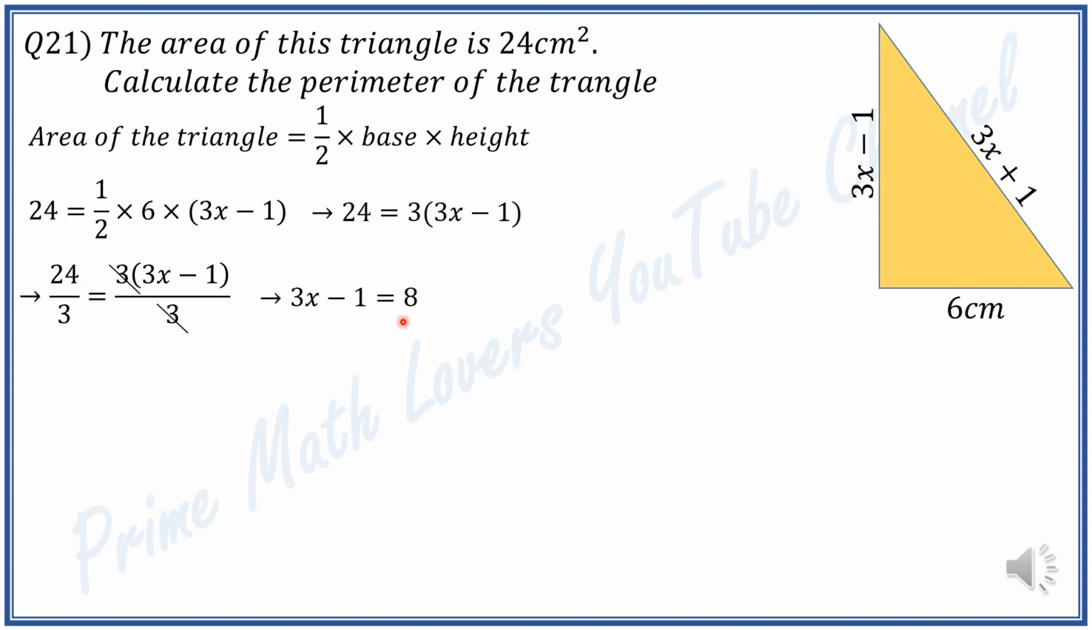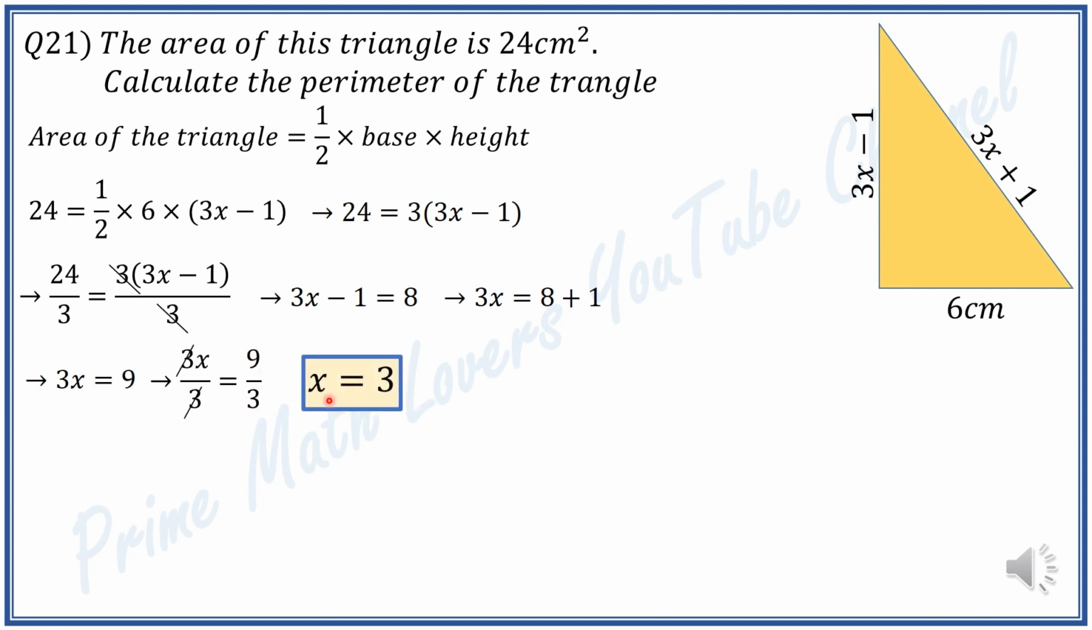So 3x minus 1 is equal to 8. We take this negative 1 to the other side, and it becomes positive 1. So 3x is equal to 8 plus 1. 8 plus 1 is 9. 3x is equal to 9. We divide both sides by 3. So 3x over 3 is equal to 9 over 3, and 9 divided by 3 is 3. So x is equal to 3.